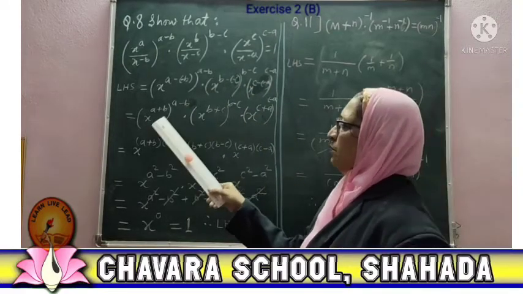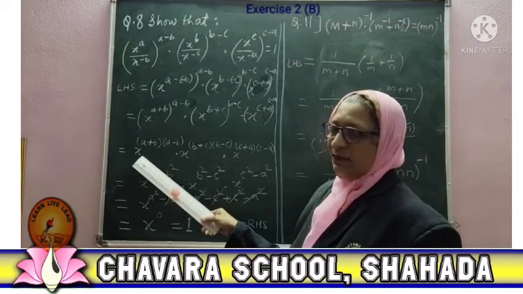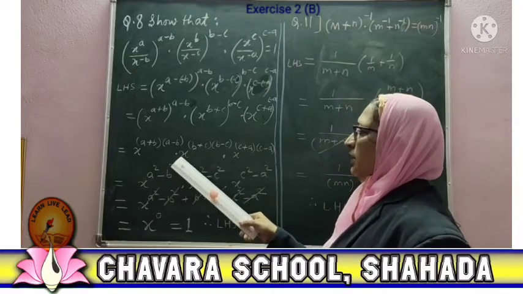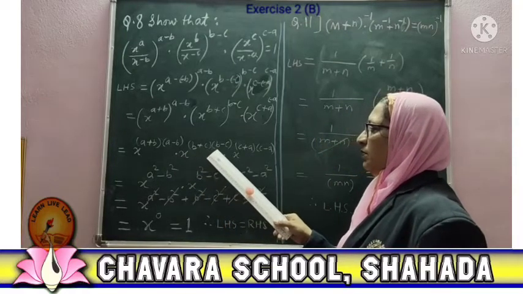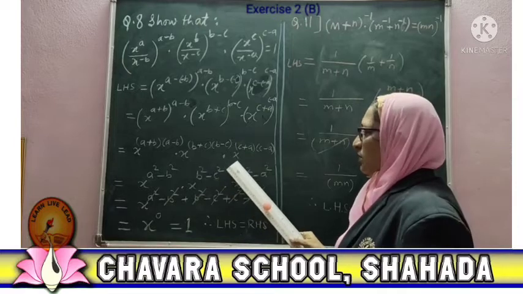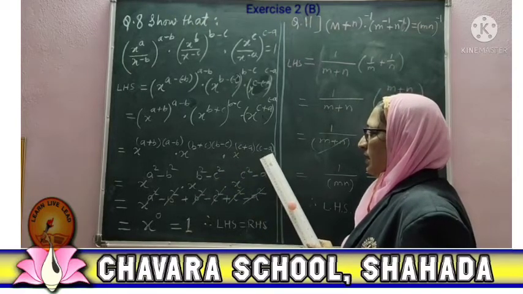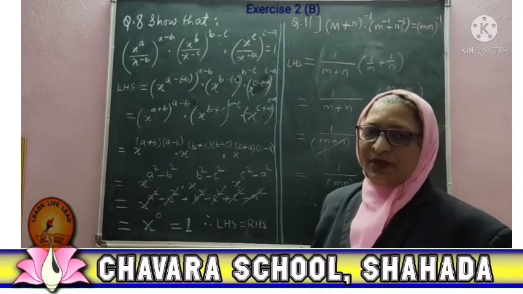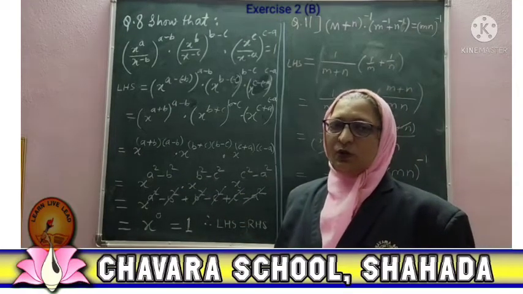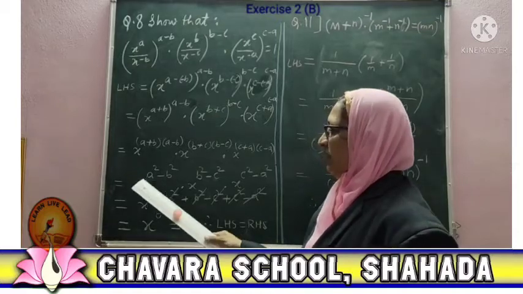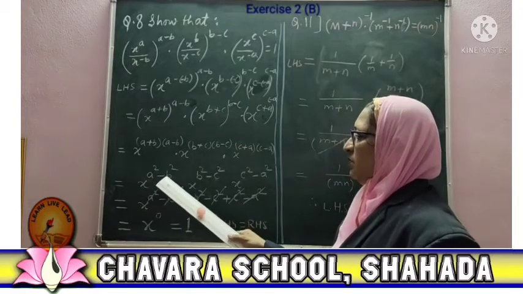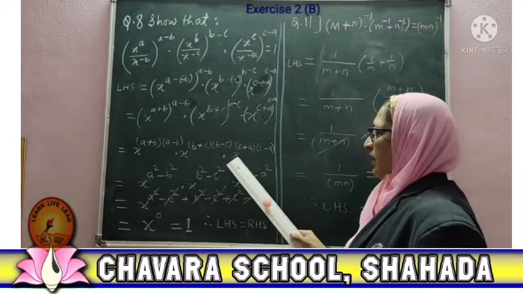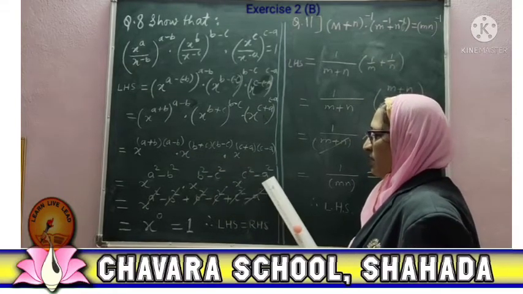Now power's power, so power law we will use and we will do the multiplication. So x to the power a plus b into a minus b, into x to the power b plus c into b minus c, into x to the power c plus a into c minus a. By the formula of expansion, a plus b into a minus b is equal to a square minus b square, we write here x to the power a square minus b square, x to the power b square minus c square, x to the power c square minus a square.